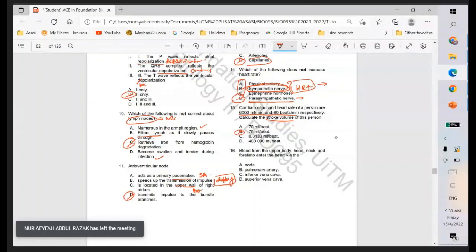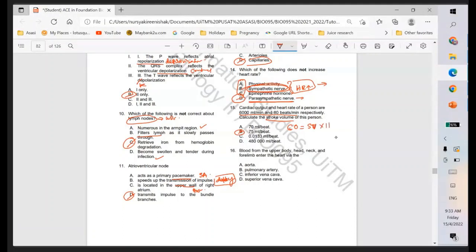Okay, so cardiac output equals what? Stroke volume, right? Stroke volume multiplied by heart rate. We want the stroke volume, so it equals cardiac output divided by heart rate. So 6,000 divided by 80, right? Okay, so you get 75. Is what I did correct? Correct. Okay.